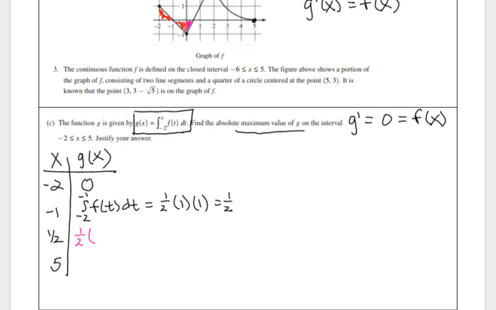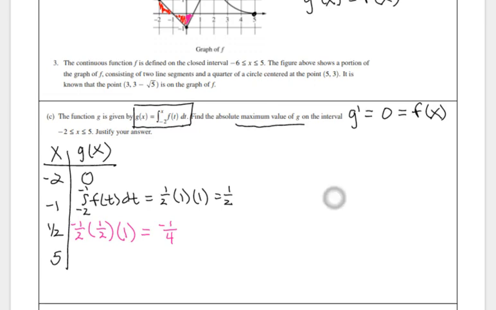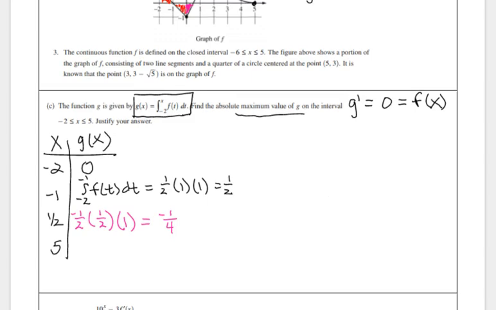The base is 1/2 and the height is 1. So this is an area of, it's got to be negative because it's under the x-axis, so it's -1/4. Again, that's because those two red triangles cancel. You should show your work. I'm just trying to minimize the time I spend writing on here.